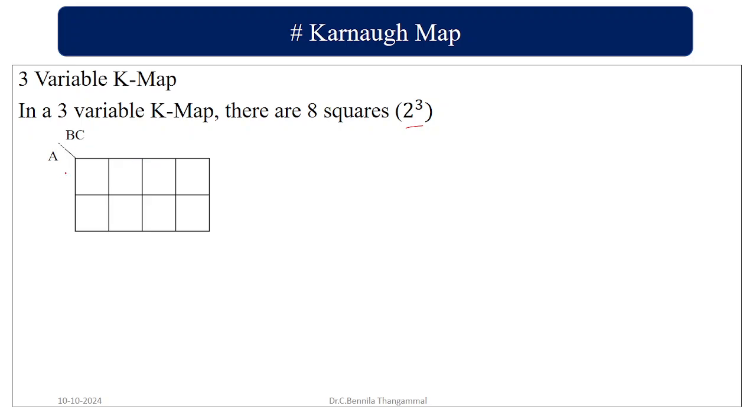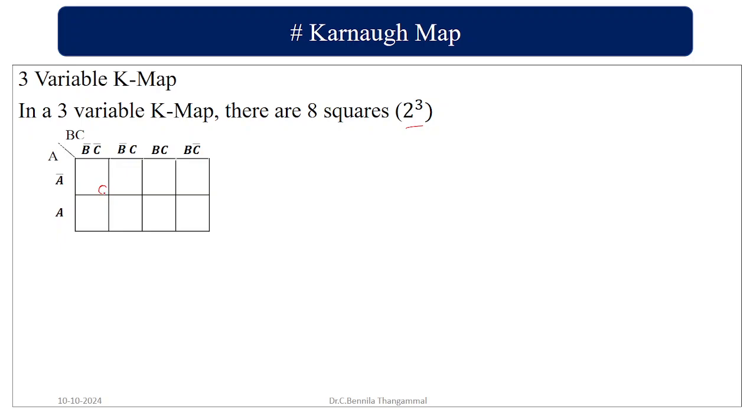So how do we label this? A bar, A, then B bar C bar, B bar C, B C, B C bar. For each and every change, only one variable is allowed to change. That is the rule. So B bar C bar becomes B bar C, where C bar becomes C. From here, B bar becomes B, and here C becomes C bar. So one change is allowed to get a stable function. Now how to number this? A bar, B bar, C bar is 0 0 0, so the decimal value is 0.